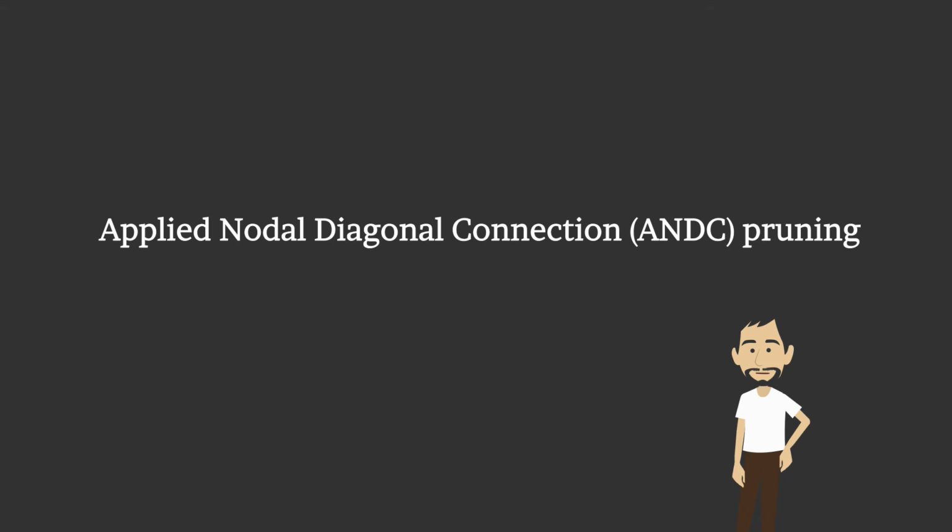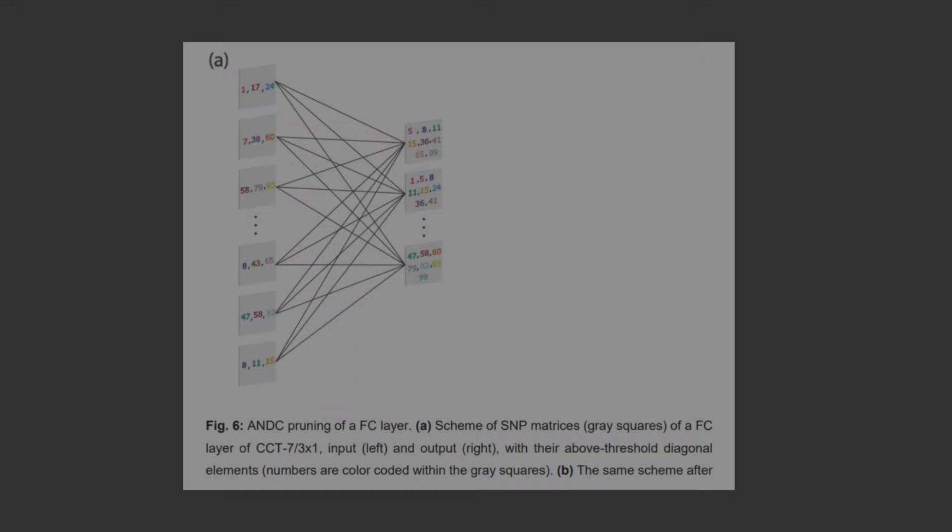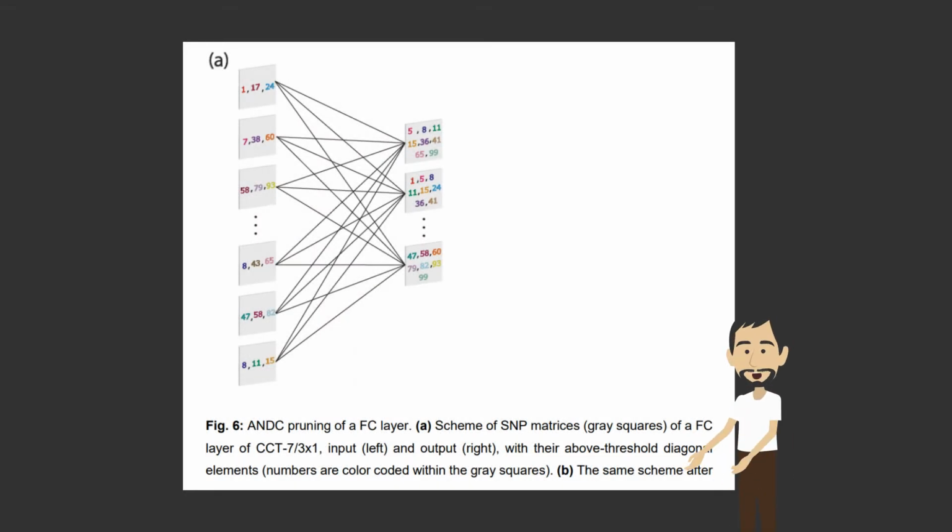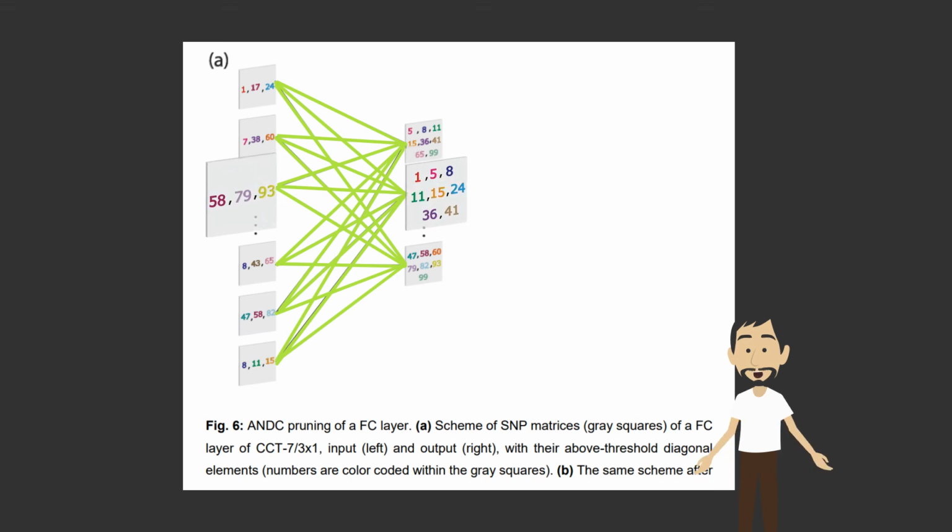This process is known as applied nodal diagonal connection, or ANDC pruning. Before pruning, all nodes are fully connected to all the other nodes in the successive layer. As we assessed earlier, each node recognizes a specific subset of labels, and it is connected to nodes who also recognize a specific set of labels. Using ANDC pruning, we can recognize connections between nodes that do not share similar elements and prune them.